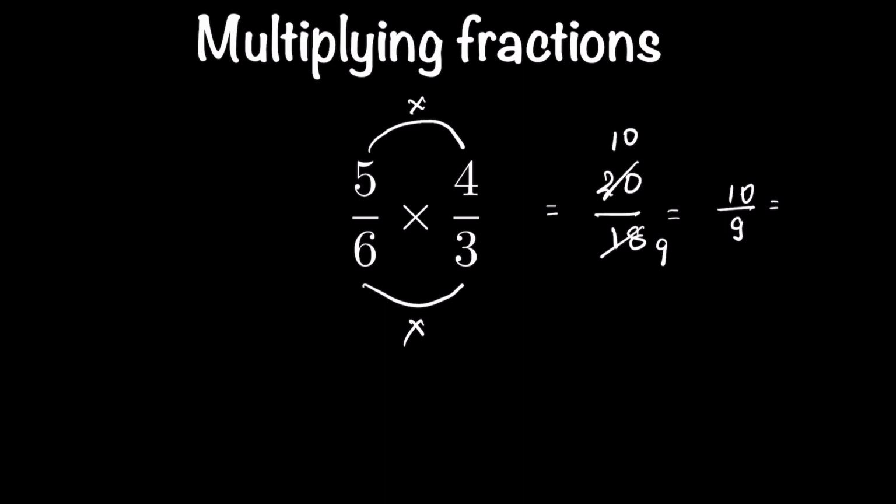We can represent it in the form of a mixed fraction. How to get a mixed fraction? You divide 10 by 9. 9 times 1 is 9. 10 minus 9 is 1. So 1 is your remainder. The remainder is written above and then your divisor is written below. So 1 is your quotient, 1 is the remainder, and then 9 is your divisor. So this is how mixed fractions are written.